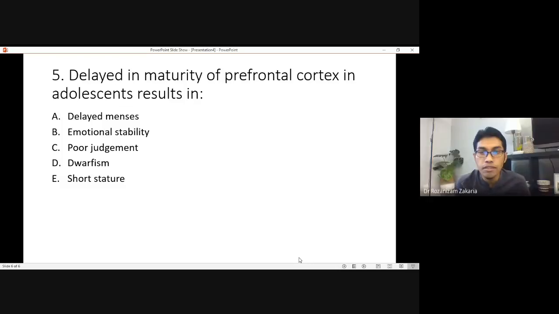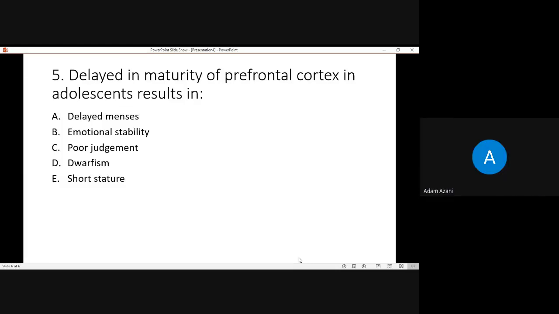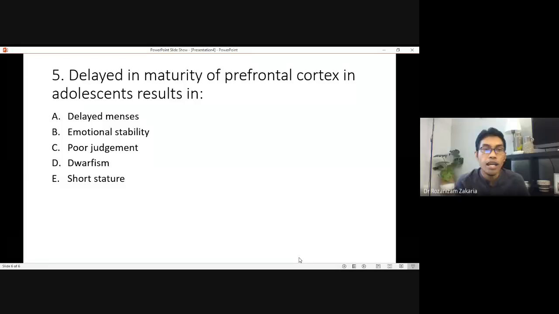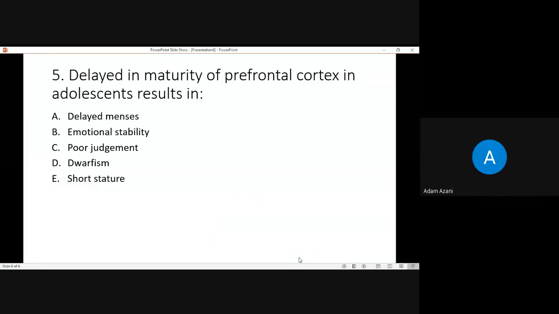So because prefrontal cortex, dia punya function dia adalah executive function. Kalau dia kata emotional instability, B pun betul. Tapi sebab dia kata emotional stability, therefore B tu salah.